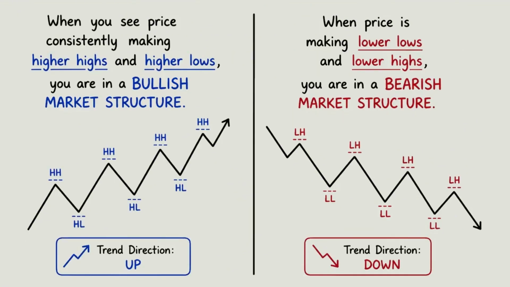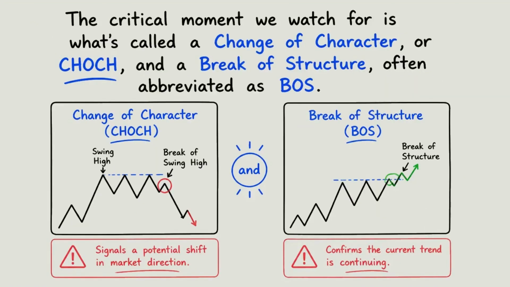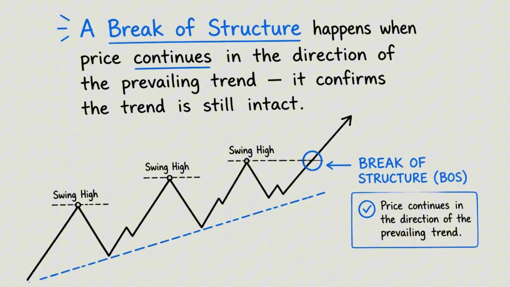When you see price consistently making higher highs and higher lows, you are in a bullish market structure. When price is making lower lows and lower highs, you are in a bearish market structure. The critical moment we watch for is what's called a change of character, or CHOCH, and a break of structure, often abbreviated as BOS. A break of structure happens when price continues in the direction of the prevailing trend. It confirms the trend is still intact.